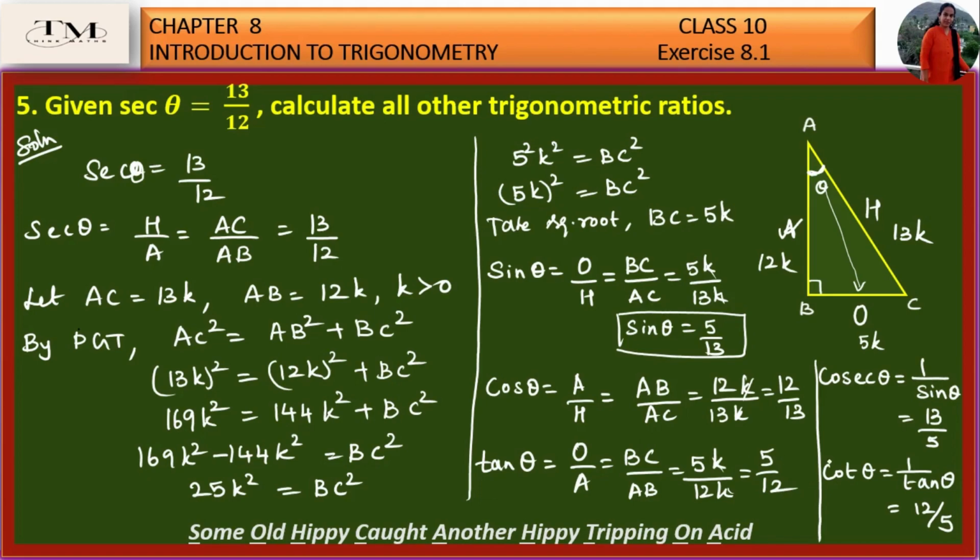Okay children. So we found out all the other trigonometric ratios. So this is for this session. I hope you can understand all the problems. If you have any doubts, you can comment.